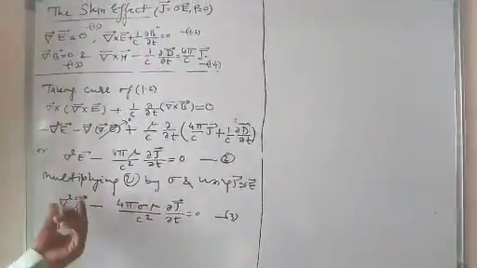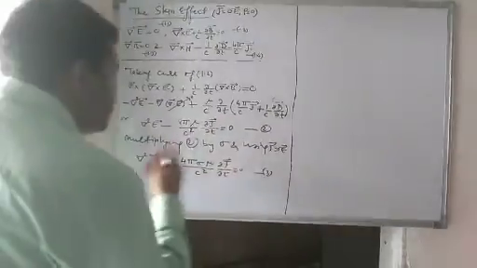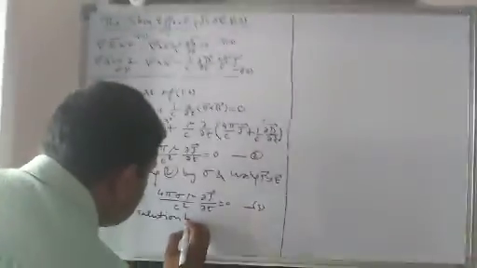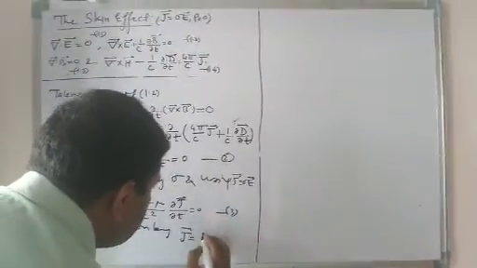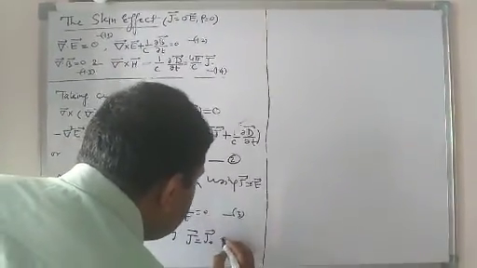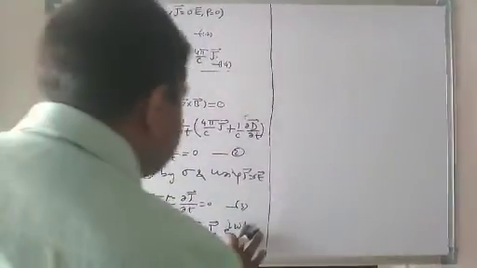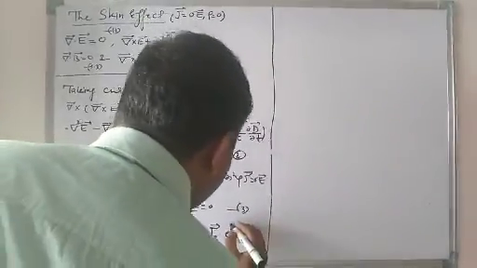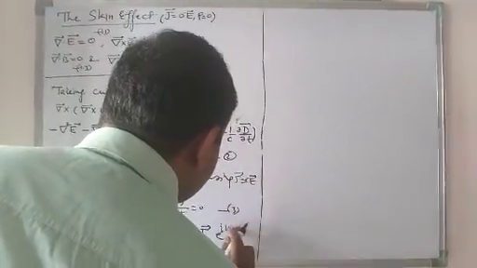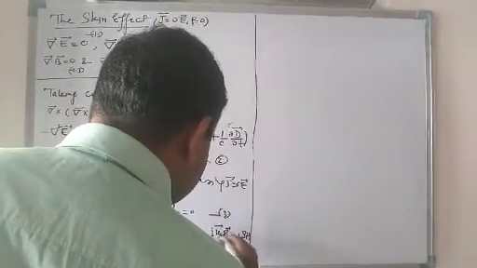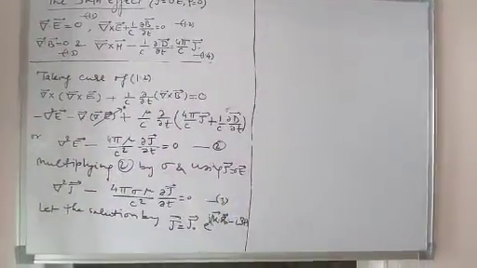However, this would have been a sort of wave equation had this term not been there. So the solution will of course be in the form of a wave. Let the solution be J equal to J0 e to the power i k dot r minus omega t.